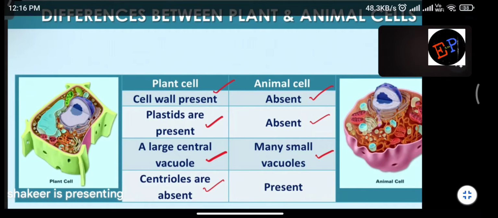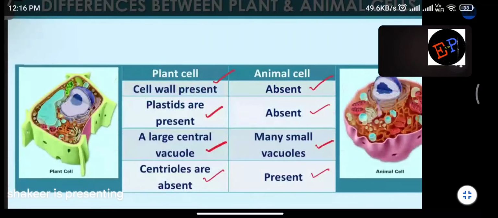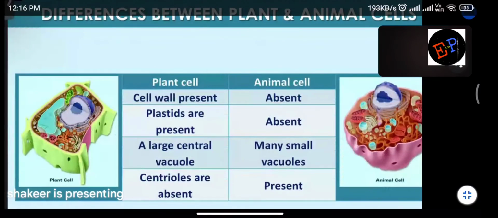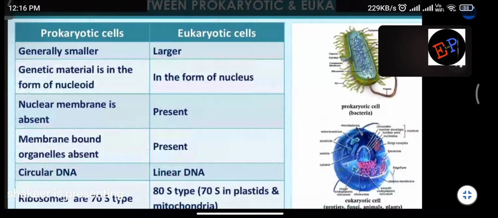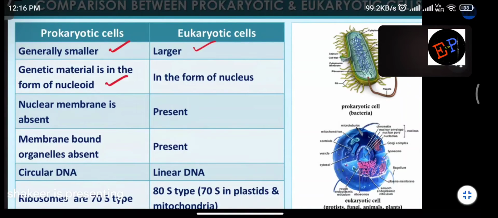Centrioles are absent in plant cells, whereas centrioles are present inside the animal cell. So these differences are very important. Clear? You should memorize them by heart. Next, the difference between prokaryotic cells and eukaryotic cells. Prokaryotic cells are generally smaller, eukaryotic cells are generally larger. Genetic material is in the form of a nucleoid, because in prokaryotic cells the nucleus is not present. There is a central region called the nucleoid, and the total information of the prokaryotic cell is present in the nucleoid itself. But in eukaryotes, genetic material is in the form of a nucleus.